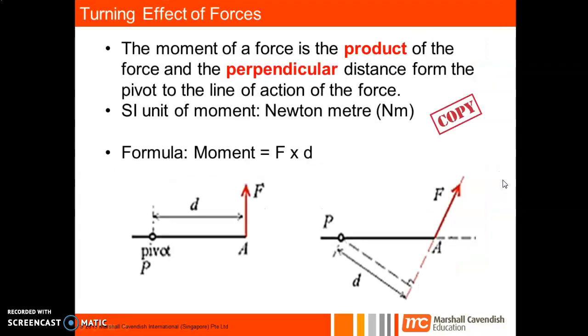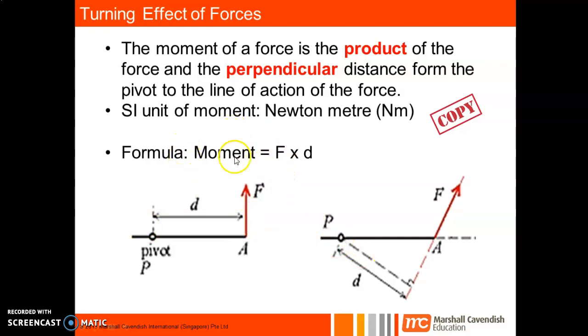How do we calculate moment? It is the product of the force and the perpendicular distance from the pivot to the line of action of the force. This is a very lengthy description, but it's very important to pay attention. Perpendicular means 90 degrees between your pivot and your force. The distance is calculated from the pivot to the line of action of the force. Take note, the distance is always a perpendicular one, and it must be from the force and the pivot.